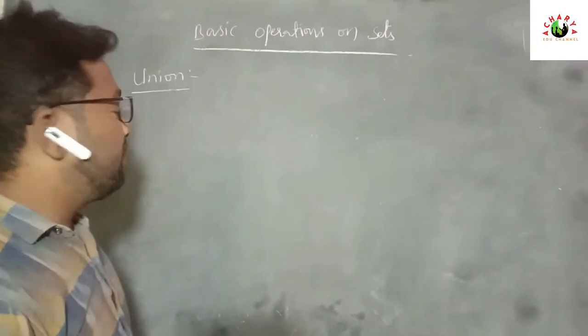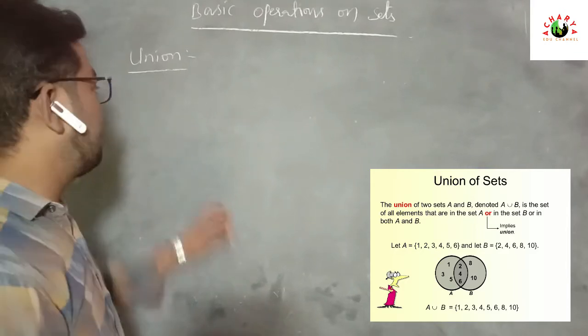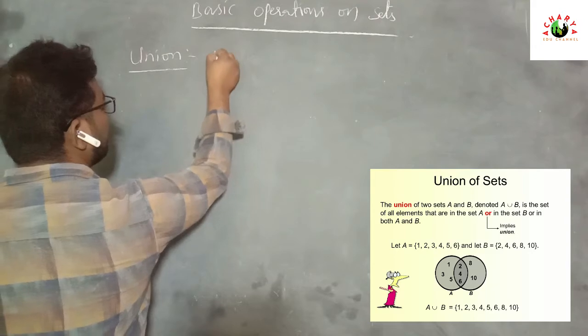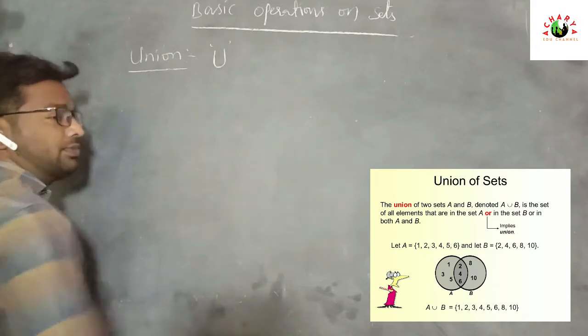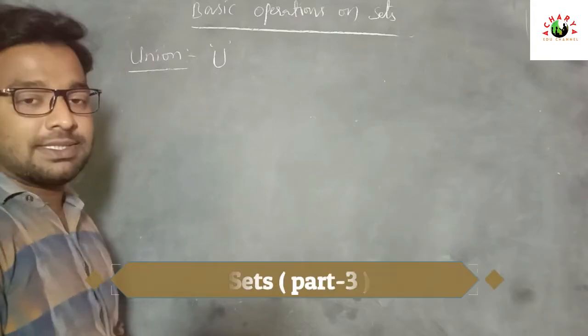Basically, what is the meaning of union? Union means clubbing the terms, clubbing the elements. The symbol of union is U. Now I will explain with one example.